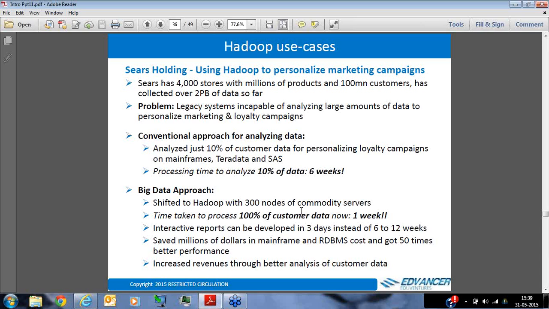And the time taken to process all the data, 100% of the customer data, came down to just 1 week. So the time came down by six times. The amount of data they were able to process went up 10 times. So all in total, they got a 60 times benefit in terms of the data processing time, 60 times quicker. They were able to generate interactive reports in 3 days instead of 6 to 12 weeks that it used to take earlier. Imagine generating interactive reports of data which was generated 6 to 12 weeks back.